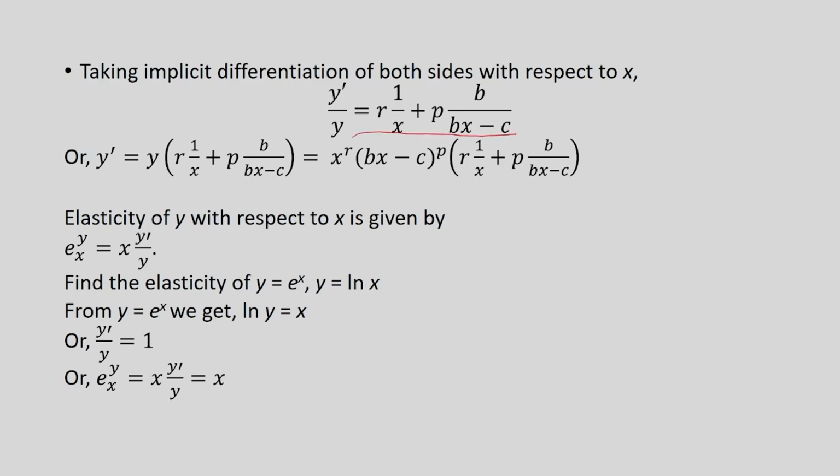And from this I get y dashed, because I have to find out y dashed at the end of the day. So, y dashed will be y multiplied by this expression on the right hand side. So, it equals y multiplied by (r divided by x plus p multiplied by b divided by (bx minus c)), and then I expand the y, this is the y. So, I get this expression as my y dashed.